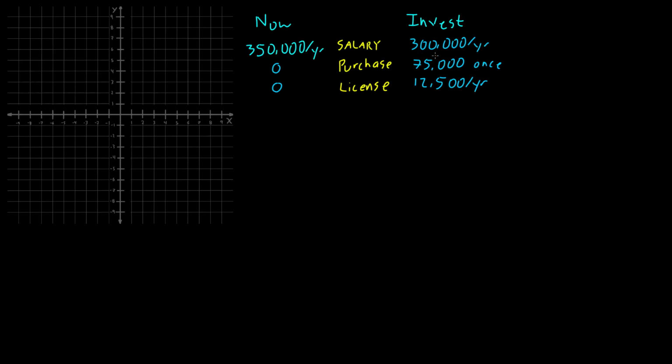Okay. The purchase price of the software is $75,000. You only pay that once, right? But there's a yearly license of $12,500 per year.